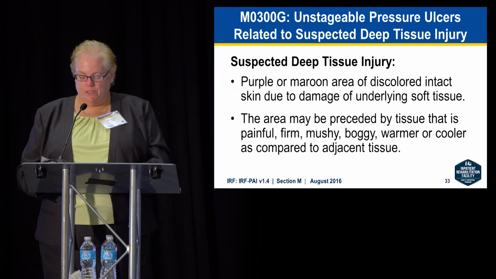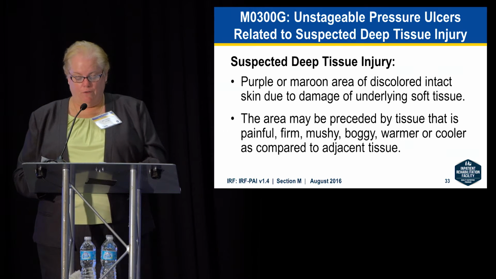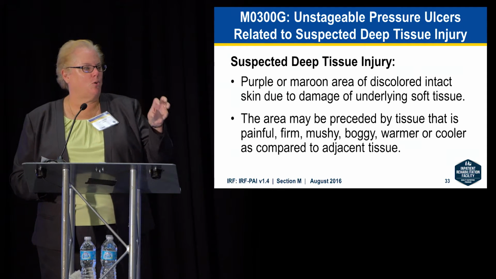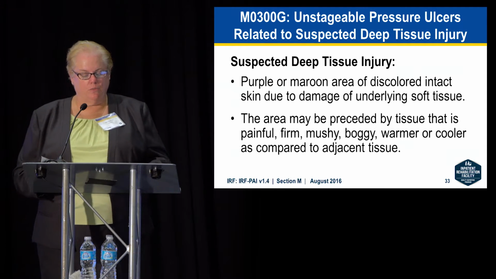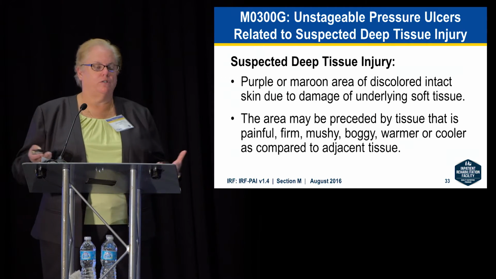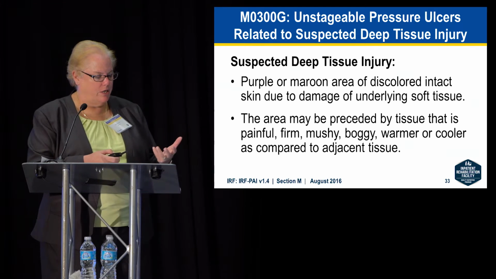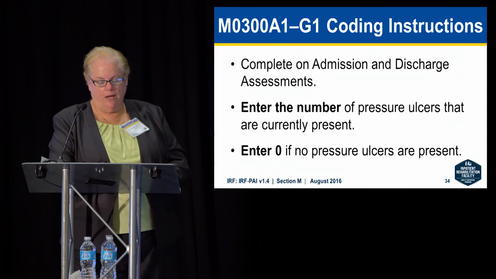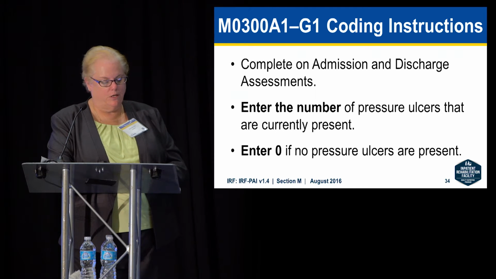The area may be preceded by tissue that is painful, firm, mushy, boggy, warm, or cool. There's something different around the tissue, and then you have this purply area. We don't know the extent of that wound until it declares itself, and then we can actually stage it. So for M0300A1 through G1, complete on admission and discharge assessments.